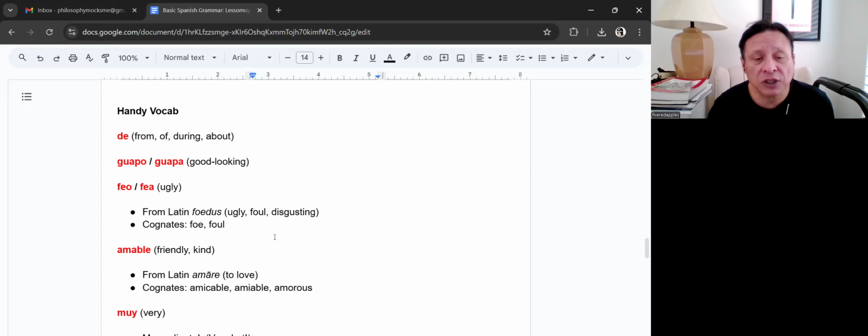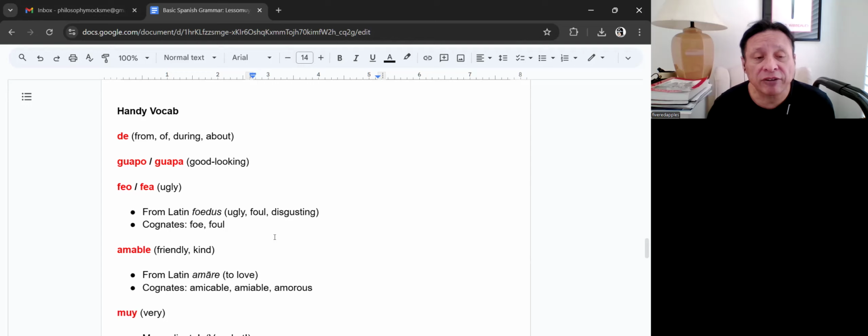Feo, the opposite of good looking here. Feo, ugly for males. Fea, ugly for women. Feos is plural, feas is plural, we just add an s. And same thing with guapo: guapos is plural, guapas is plural. Easy to make plural in Spanish.